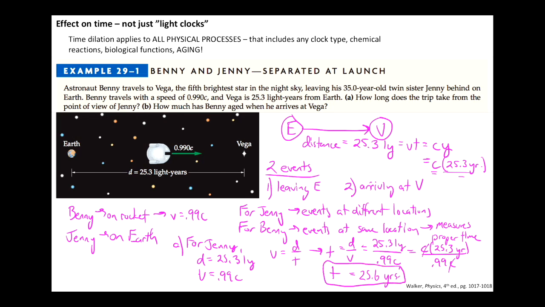So Jenny waits a long time, and then one day later, her twin brother arrives at Vega. How old is Jenny now? 60.6 years old. So at the point when Benny finally arrives at his destination, she is now 60.6. Let me add a slide, and let's see what's happening with Benny in the meantime. Add page below.